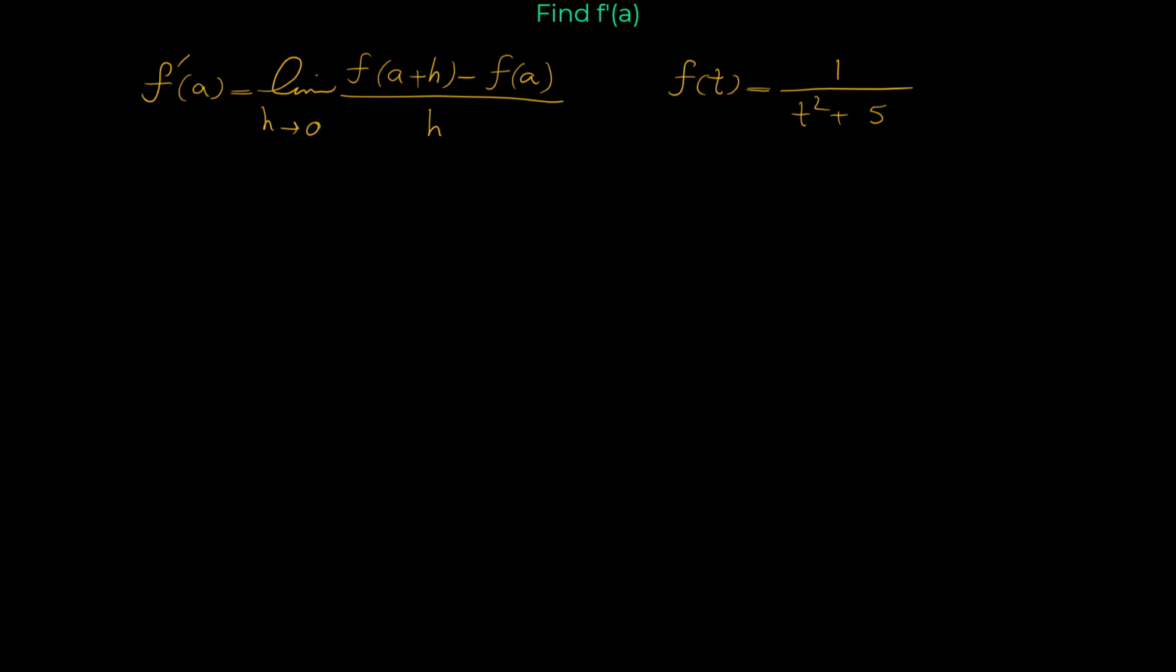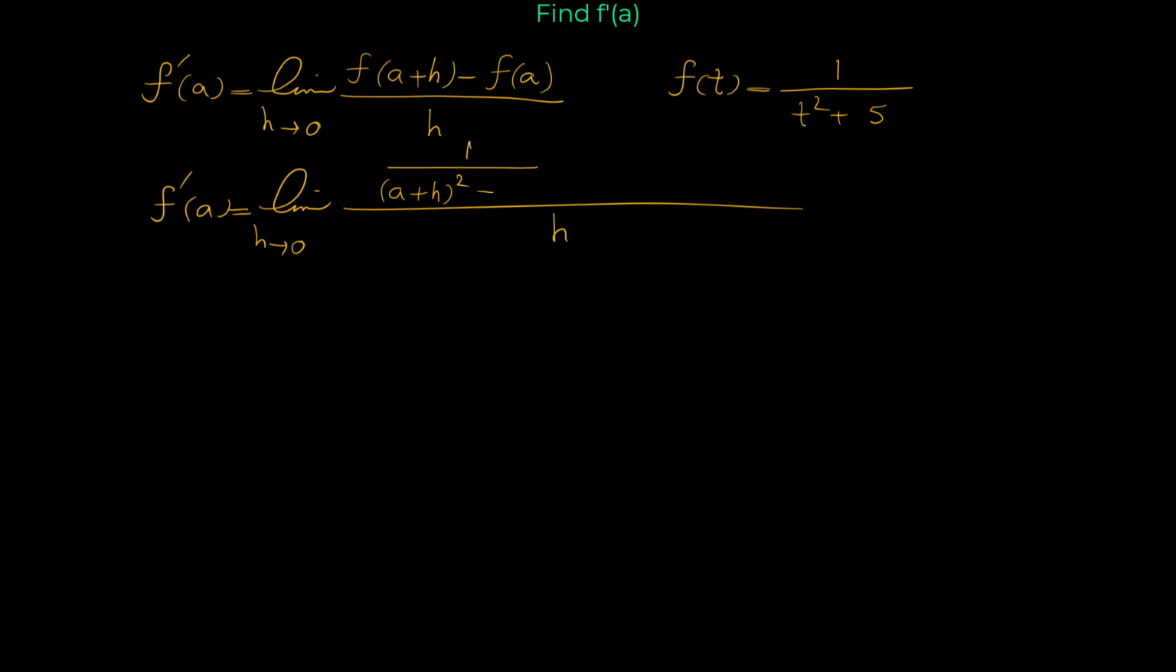Now, f prime of a would be the limit of, in the denominator only we have h, as h approaches 0, but in the numerator, f of t is 1 over t to the 2 plus 5. So what is f of a plus h? Simply replace t with a plus h. So it would be 1 over a plus h to the 2 plus 5, minus f of a. So 1 over a to the 2 plus 5. Now we have to find this limit.